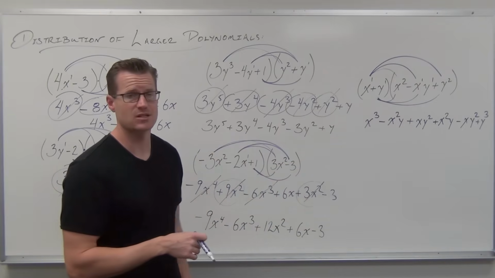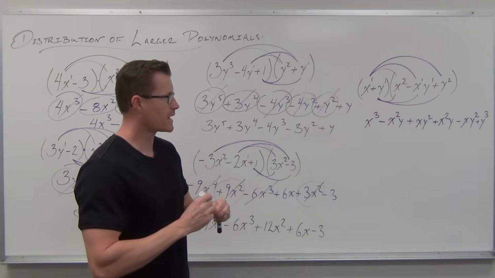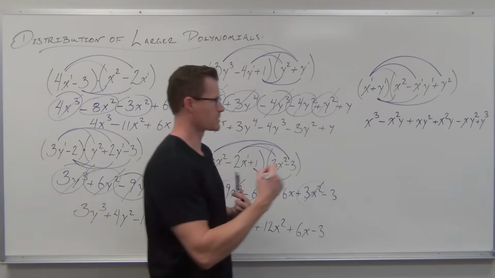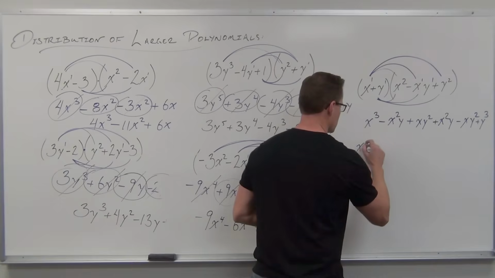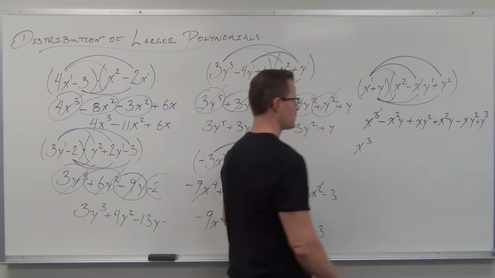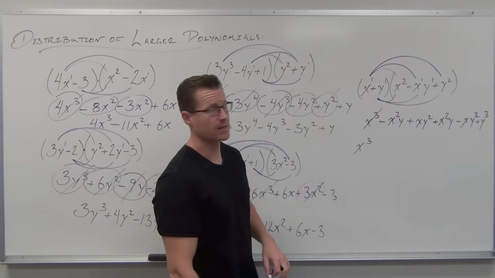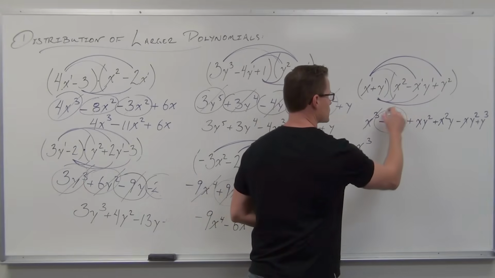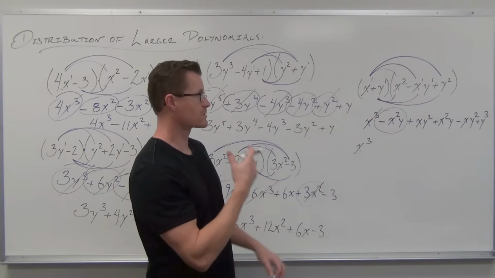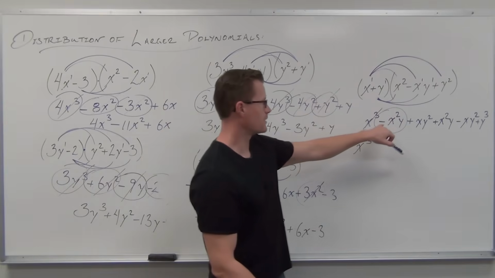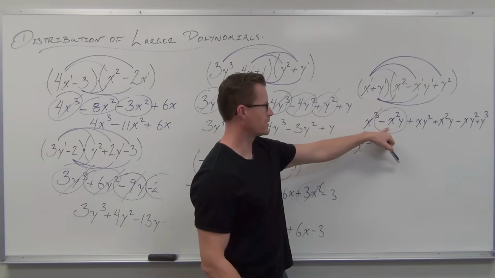So let's pick x's to be first. So I'll look for x to the third. Now I don't have any like terms with x to the third. Now I'll have x to the second. Do I have any like terms with x to the second? X to the second with y to the first. So I have negative x to the second, y to the first. Oh, that's weird. How about that one?